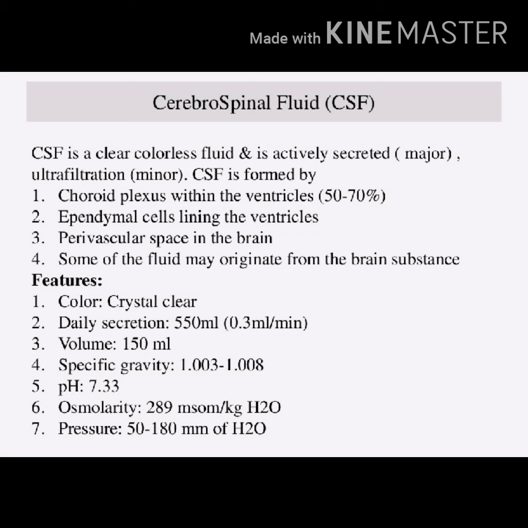Features of the cerebrospinal fluid: the color is crystal clear. Daily secretion amount is 550 ml, which means 0.3 ml per minute is secreted. Volume is 150 ml. Specific gravity is 1.003 to 1.008. pH is 7.33, that is a basic pH. Osmolarity is 289 and the pressure maintained is 50 to 180 mm of H2O.